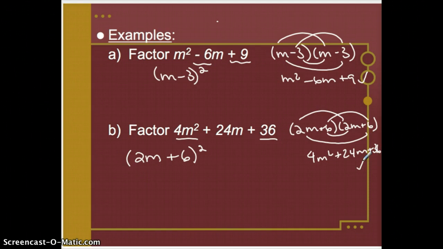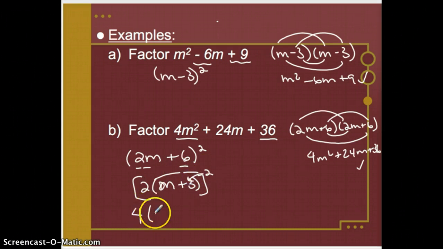Okay, so that does work, but we're going to notice something. This is not completely factored, and the reason why is because in here we have a common factor, 2m and 6. 2 goes into both of these, so really I have 2 times m plus 3, that whole thing being squared. Do you remember we can distribute here? So I might write that as 4 times m plus 3 squared.